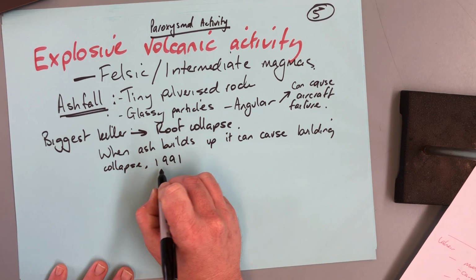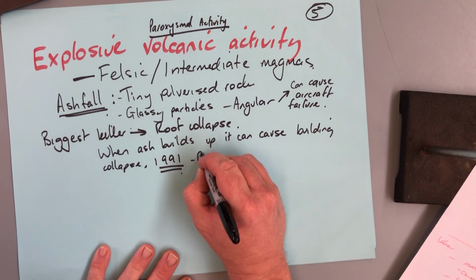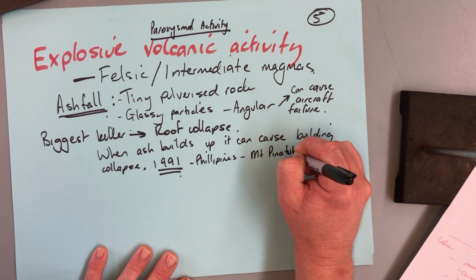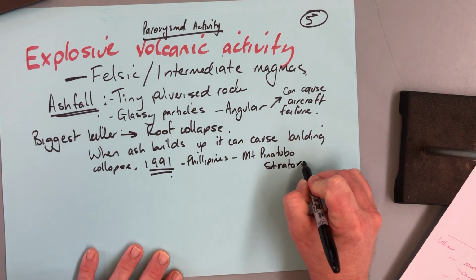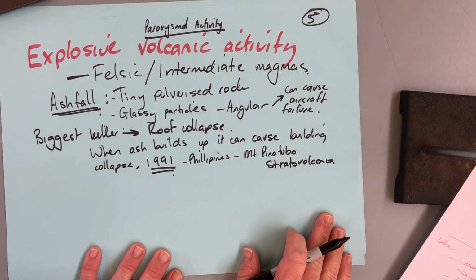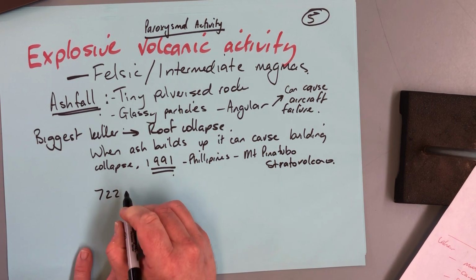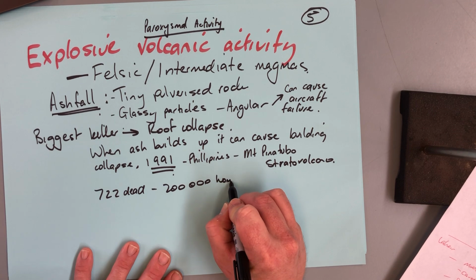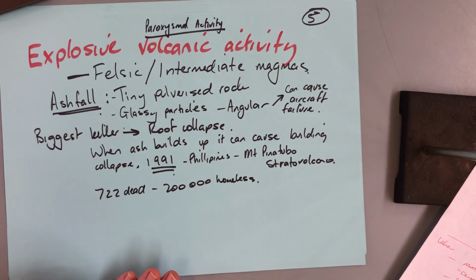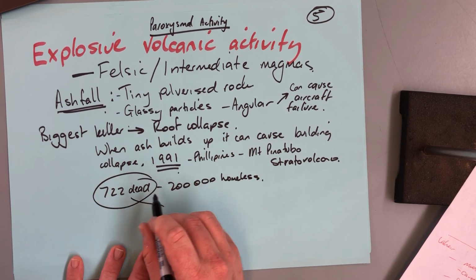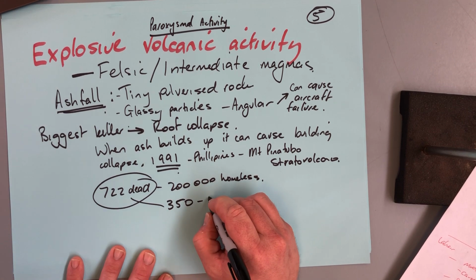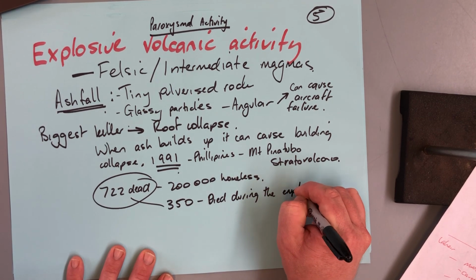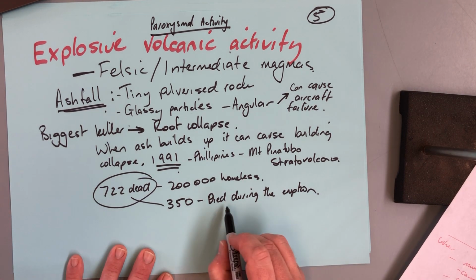In 1991, the best example of this is in the Philippines, and I'd like you to look at it. It's a mountain called Mount Pinatubo. It's a stratovolcano, where 722 people died and 200,000 were left homeless. Of the people that died, only 350 died during the eruption, and they all died through roof collapse.